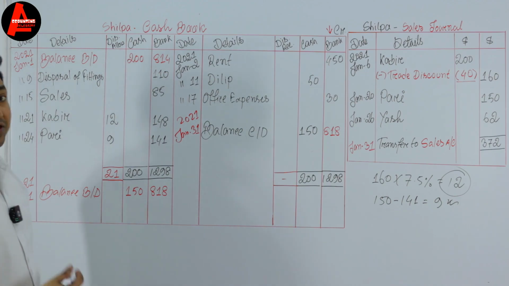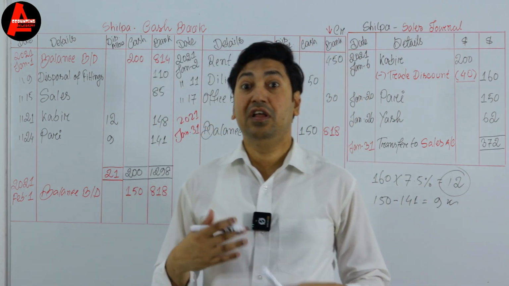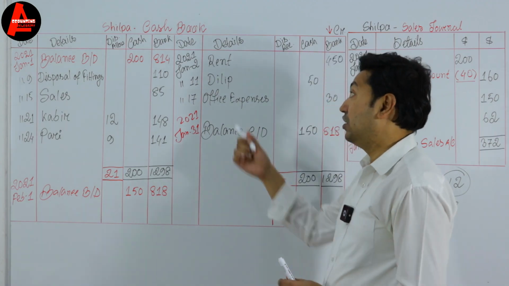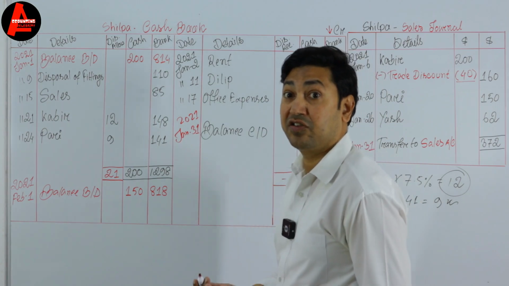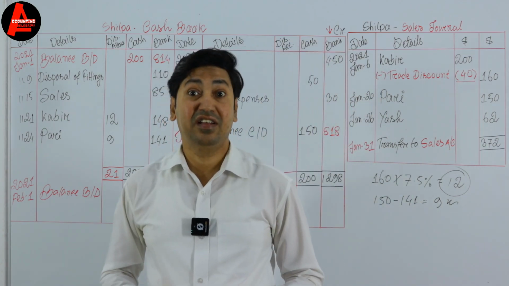So this is how we need to prepare a cash book, a 3-column cash book. In our next tutorial, I'll show you how to prepare a ledger, a ledger for Dilip, because sometimes you see in the question that after preparing the cash book you need to prepare a ledger as well.